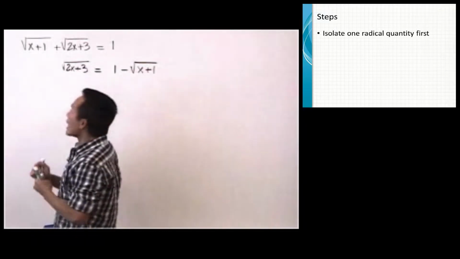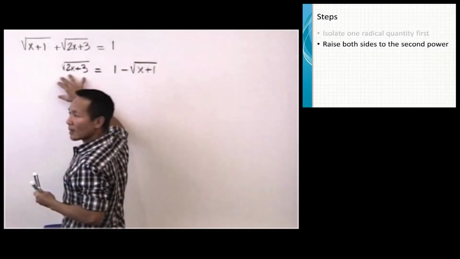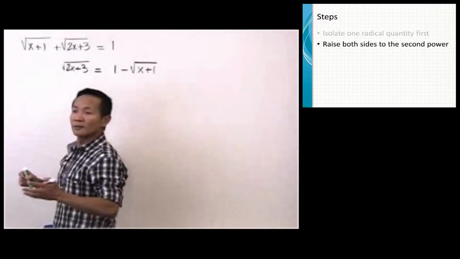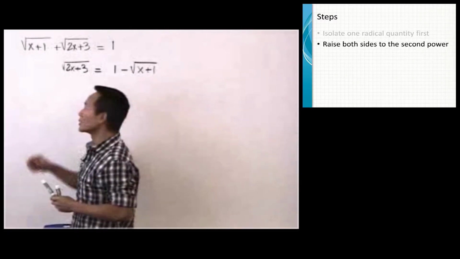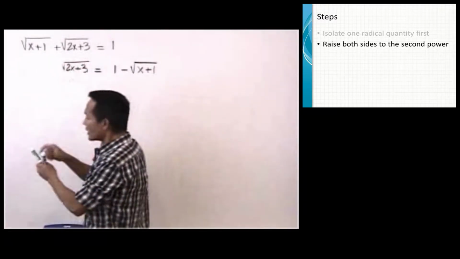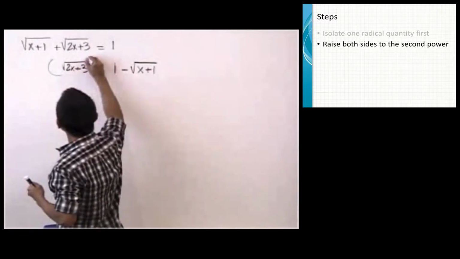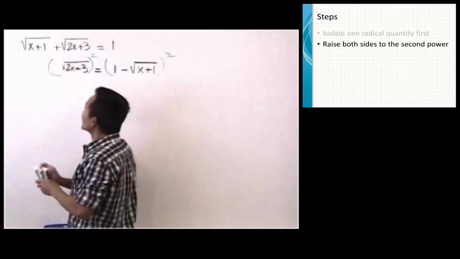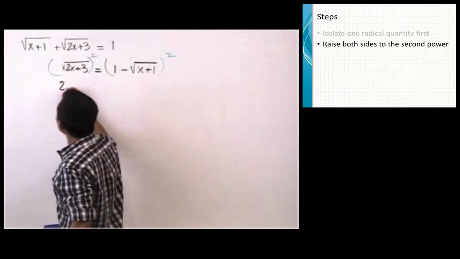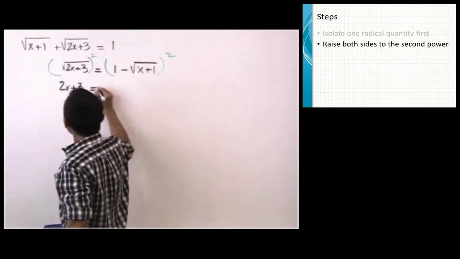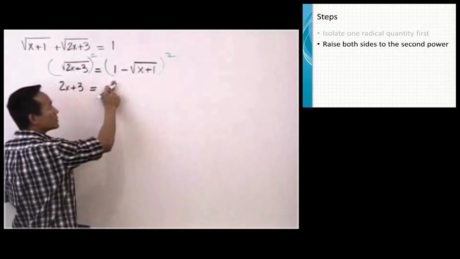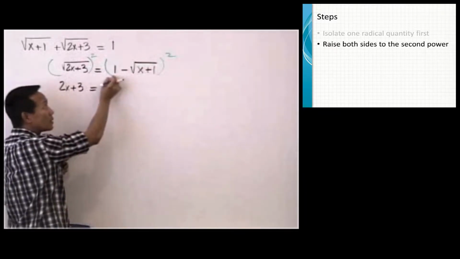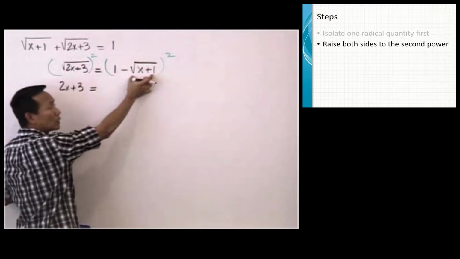And then I am going to raise the left side to the second power, and I will raise the entire right side to the second power. The reason for me to do that is because I want to eliminate this square root. For the left, I only have 2x plus 3. And for the right, I have to perform a minus b to the second power. In this case, a is the number 1, and b is the square root of x plus 1.